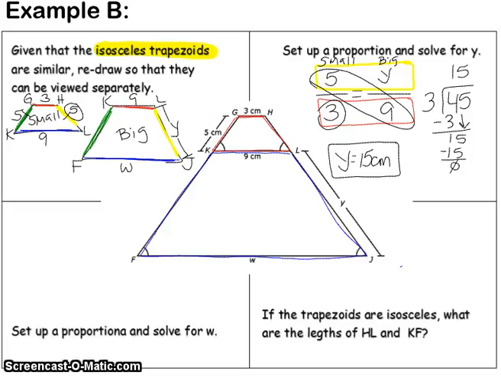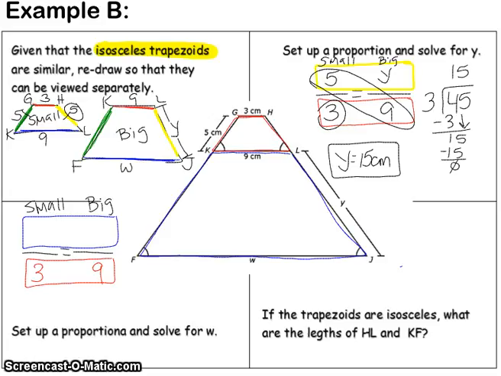So the next one says set up a proportion and solve for W. So I want to do the exact same thing. So I'm going to set up a proportion so that it looks like this. And what I want to do is solve for W, so I know I need that blue side in there. And I want to go ahead and use the same red side. Let's go ahead and use red. Because I'm still going to use red, I'm going to still put 3 and 9 in there. And I still want to label small and big. My small blue side is going to be 9, and my big blue side is going to be W.